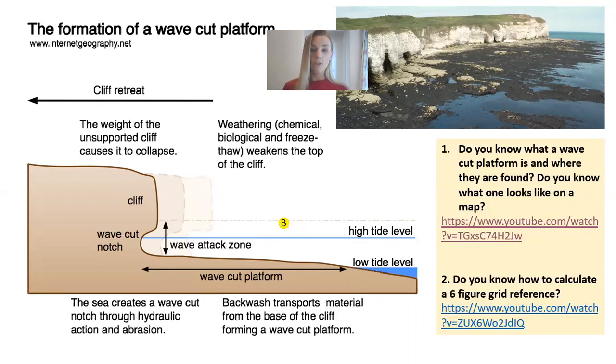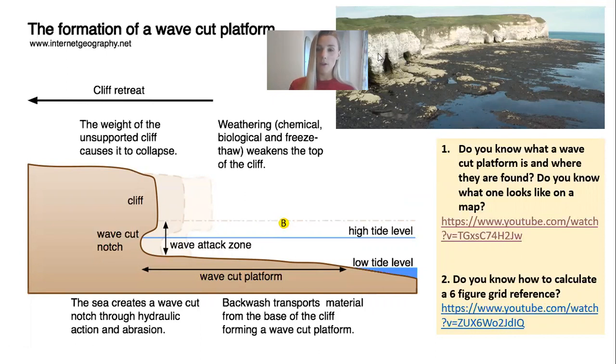For those of you that didn't know what a wave cut platform is, please draw your attention to this photograph here. It is this area of rock which extends out from the cliff face towards the sea. Now, this headland here in the photograph is Flamborough Head on the east coast of England. It's a chalk headland and is subject to erosion. You can see lots of features along this headland.